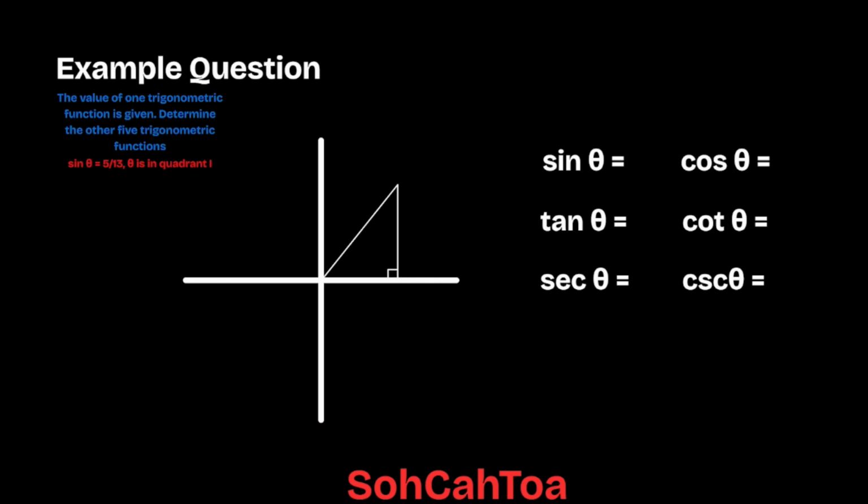Now, sine, which we know is opposite over hypotenuse, is 5 over 13. So we look at 5 over 13. This is our opposite. And this is our hypotenuse.